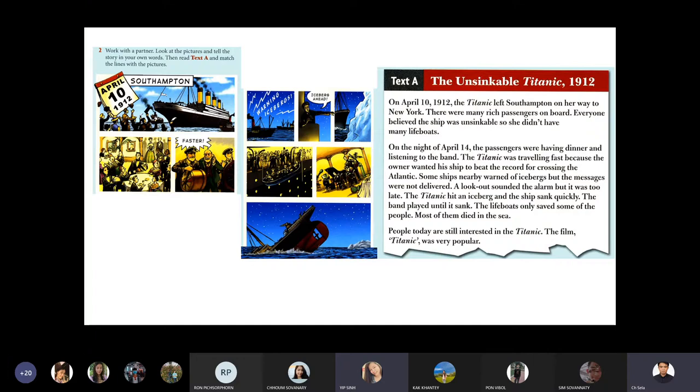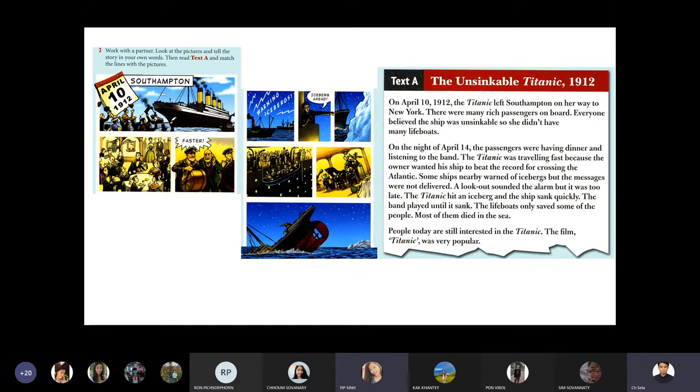Text A, The Unsinkable Titanic 1912. On April 10, 1912, the Titanic left Southampton on her way to New York. There were many rich passengers on board. Everyone believed the ship was unsinkable, so she didn't have many lifeboats. On the night of April 19, the passengers were having dinner and listening to the band. The Titanic was traveling fast because the owner wanted his ship to beat the record for crossing the Atlantic. Some ships nearby warned of icebergs, but the messages were not delivered.